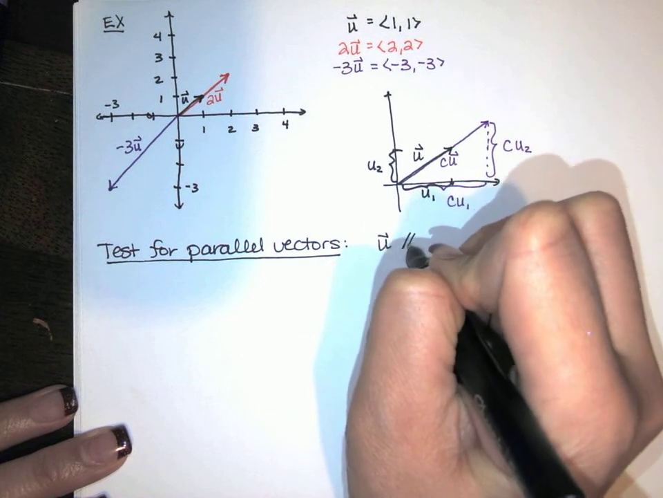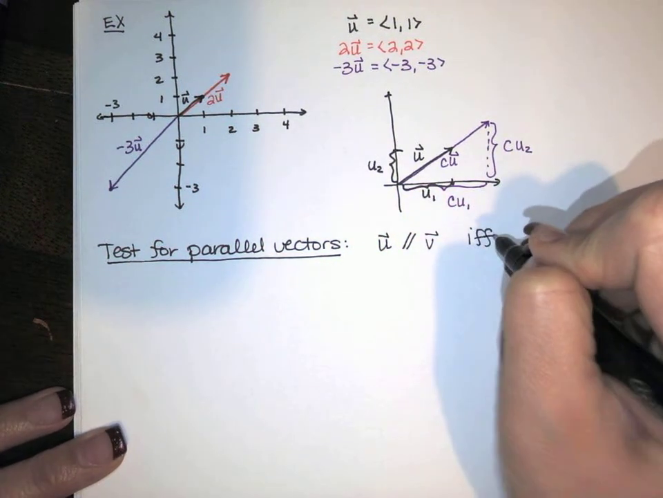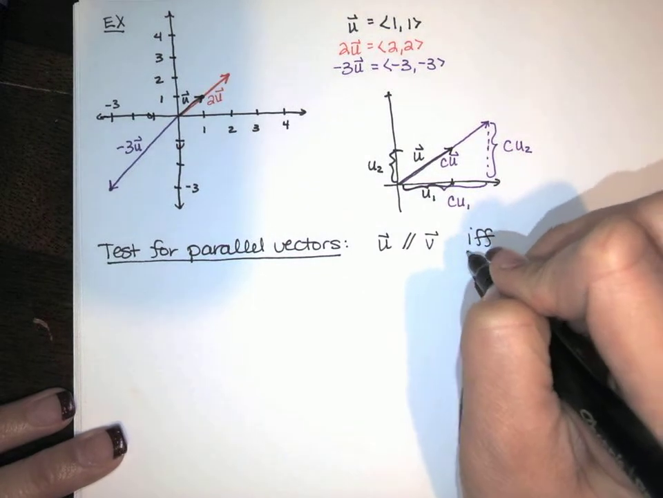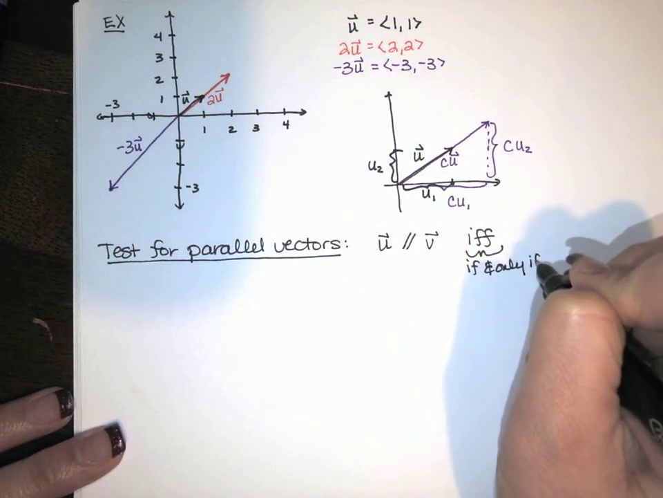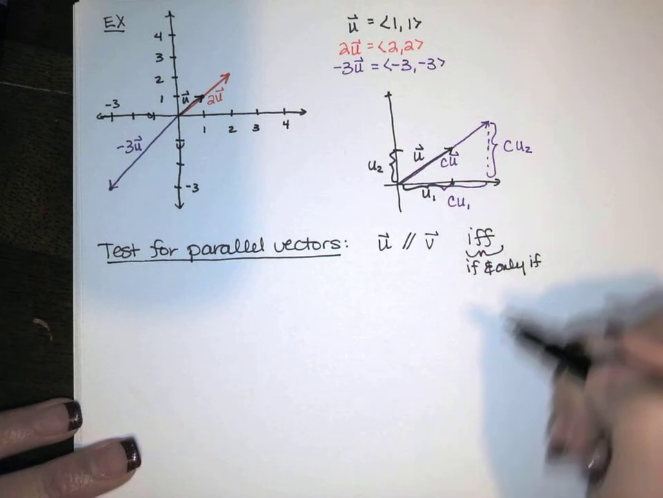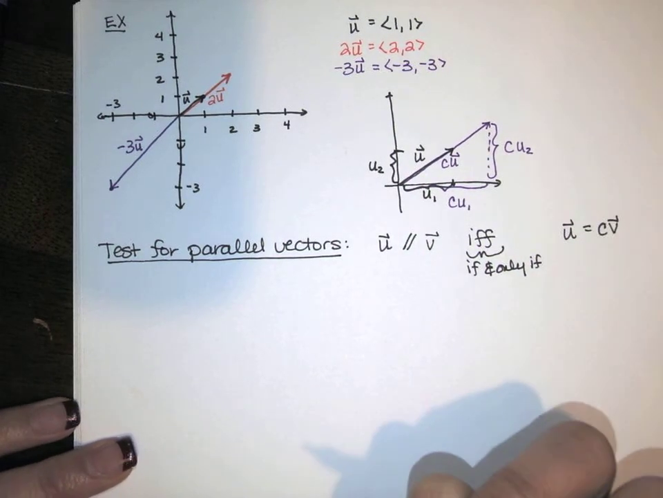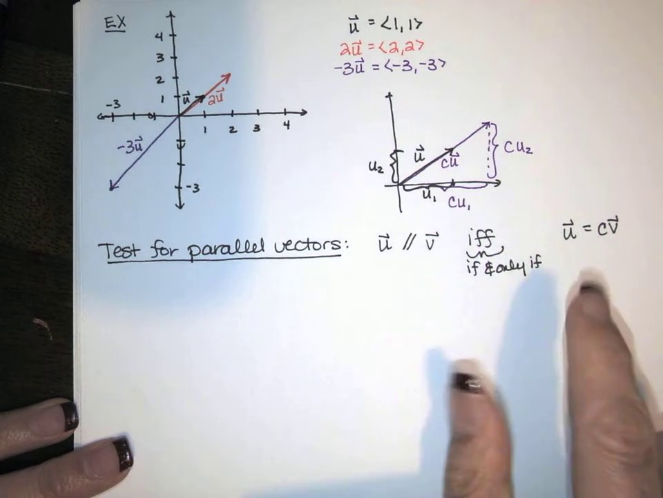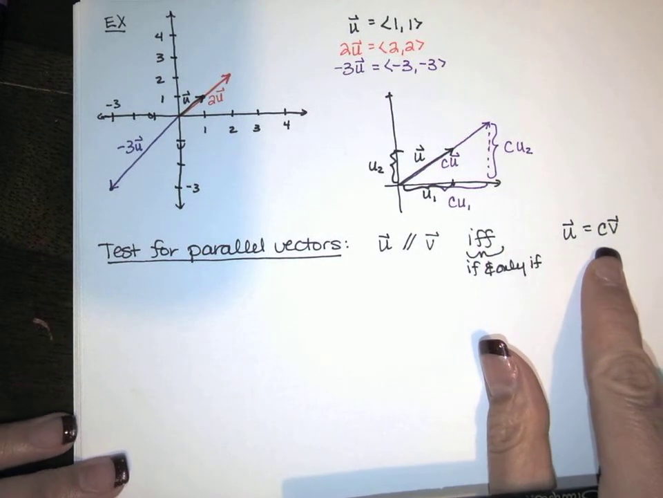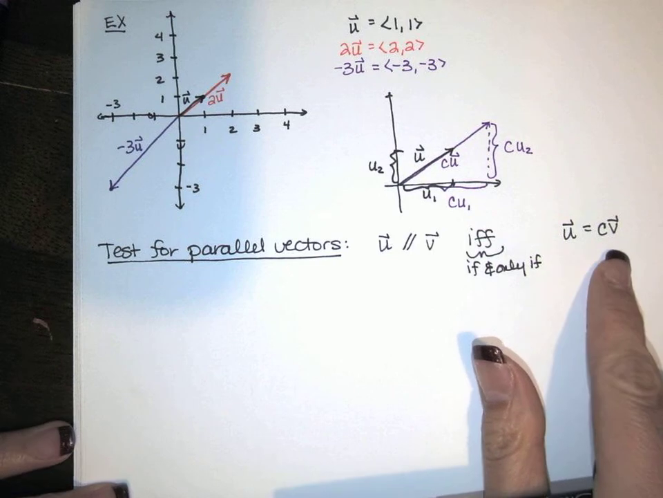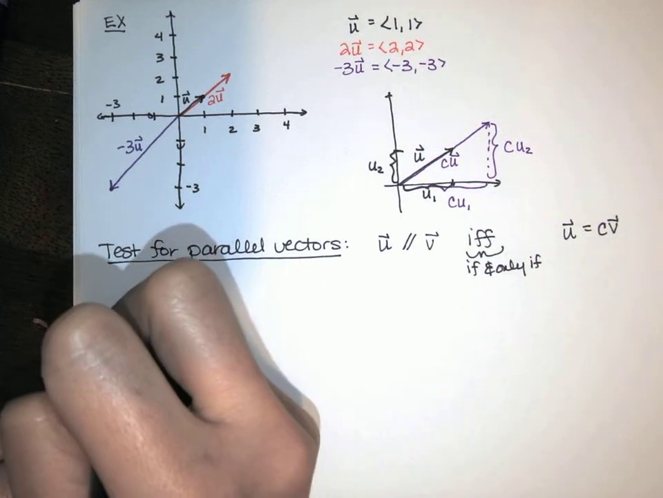The vector u is parallel to the vector v if, and only if, it's not a spelling error, it's just the mathematician's abbreviation for if and only if, u is a constant times v. That just means u is a rescaled version of v. I've just changed the length, or possibly the length and the direction. If they're constant multiples of each other, they're parallel.